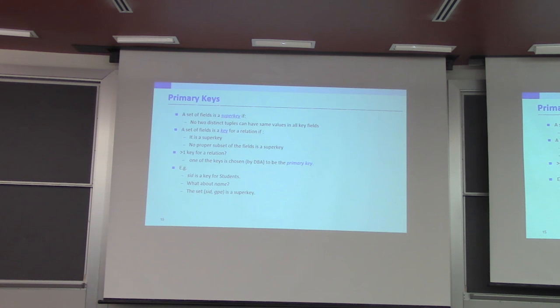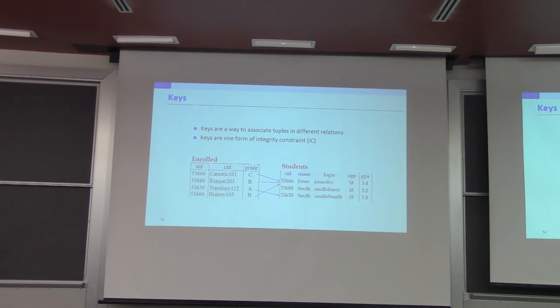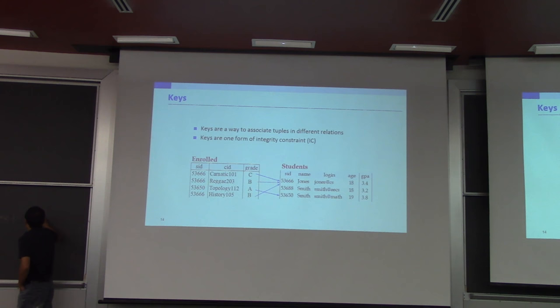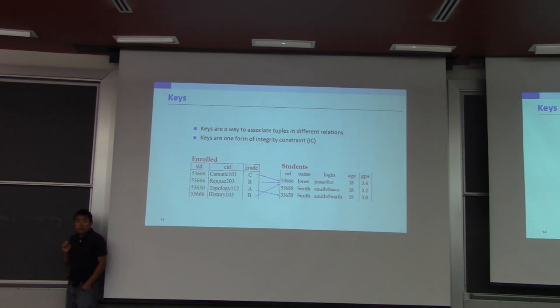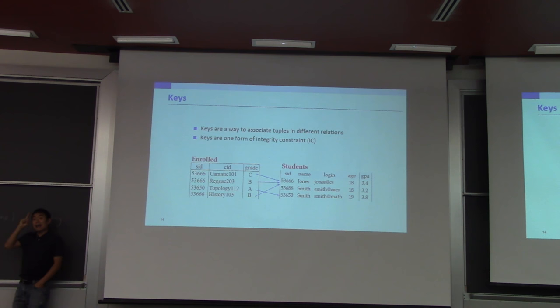If I come back here, if we consider students as an example, the other super key. Why is this another super key? Because no two records can have the same values on all key fields. You may have two student records who share the same name value, but they can never share the same SID value. Right? You may have two Feifei in the same class, in the same university, but they must have different SID values. So by definition, this is a super key. Okay? SID combined with anything else gives you a super key.